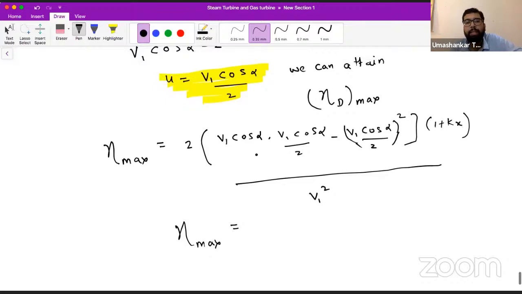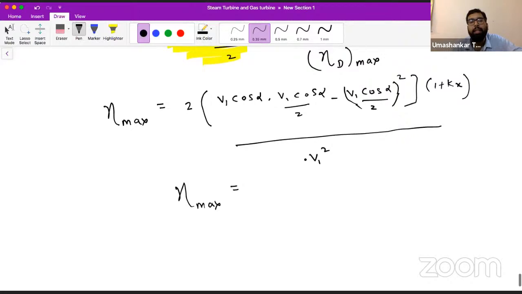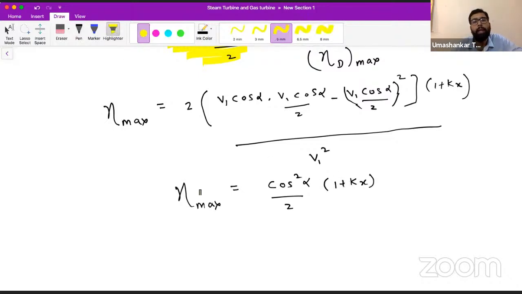we can cancel the things out. So we can directly see from here, this is coming out to be V1 square cos square alpha by 2, and this is coming out to be V1 square cos square alpha by 4. So there will be a 2, so it will be cancelled out. V1 square will be cancelled out with V1. So we are ultimately going to get cos square alpha by 2, 1 plus kx. Okay. So cos square alpha by 2 is equal to 1 plus kx.